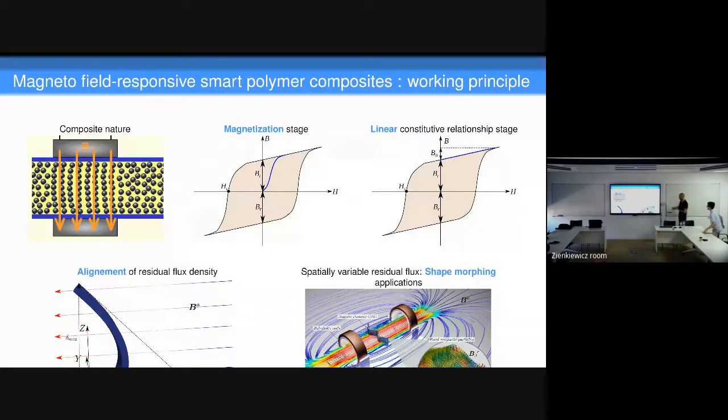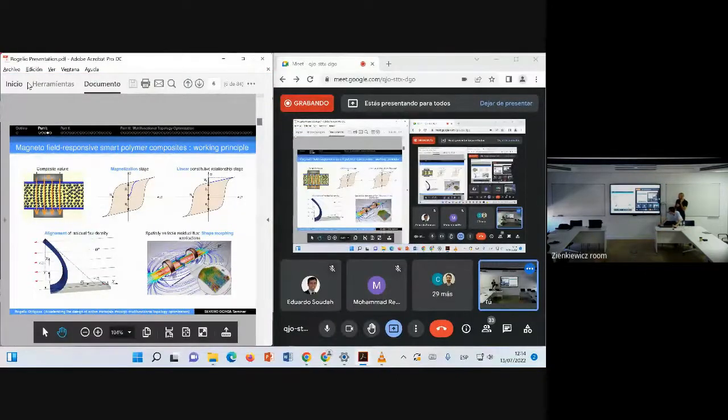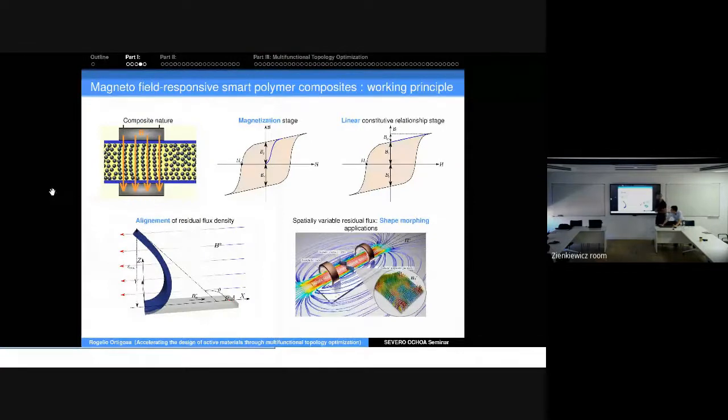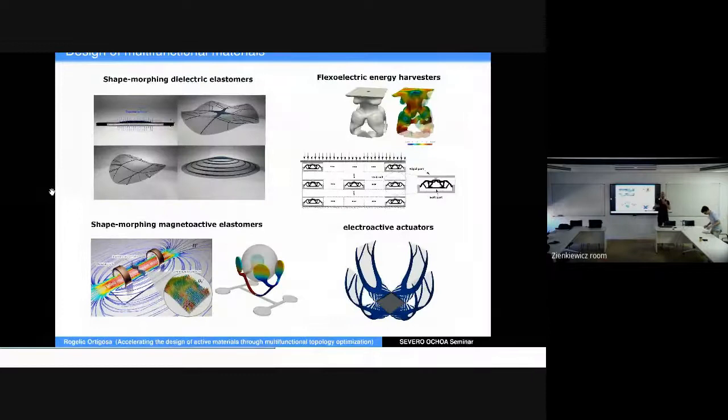This magnetic field BA is going to try to align the remnant magnetization, and as a result of that, you can have very cool shape-morphing configurations. Okay, that is the objective. So two types of materials, and if we understand the working principles of those materials, and we know the partial differential equations that govern their behavior, we can apply inverse techniques to design these materials, okay?